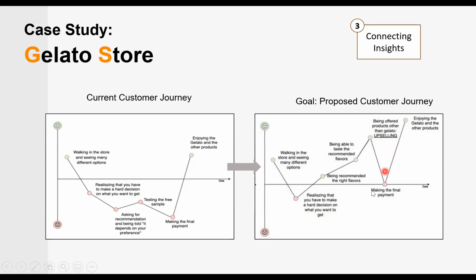And then next, when you're making the payment, of course, sad, right? However, after that, you will enjoy your gelato. So this is the proposed journey that we are making.